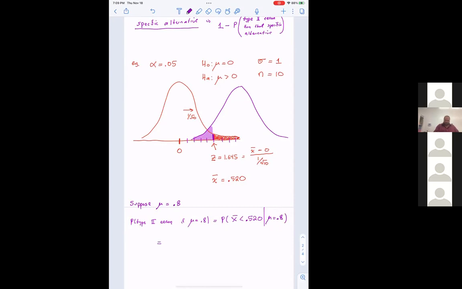So let's compute this. What's the probability that X bar is less than 0.52 given that mu is equal to 0.8? Well, I can convert X bar by subtracting the mean and dividing by the standard deviation. What do I get when I subtract the mean and divide by the standard deviation? I turn X or X bar into what?